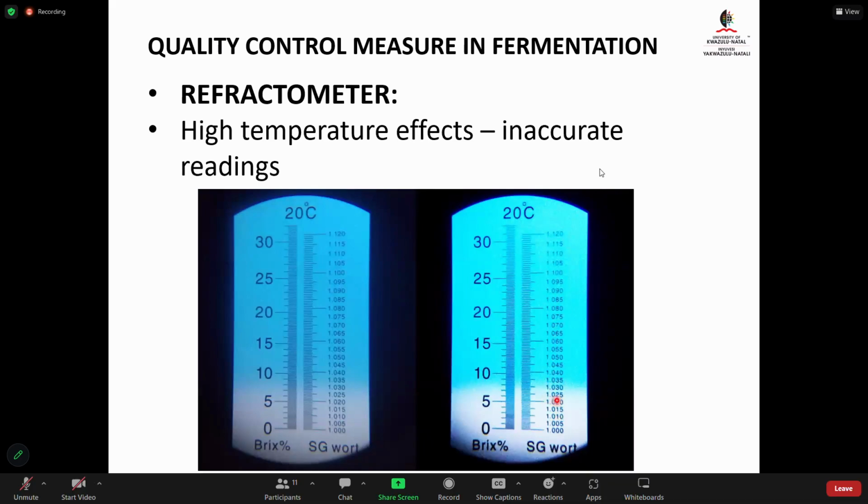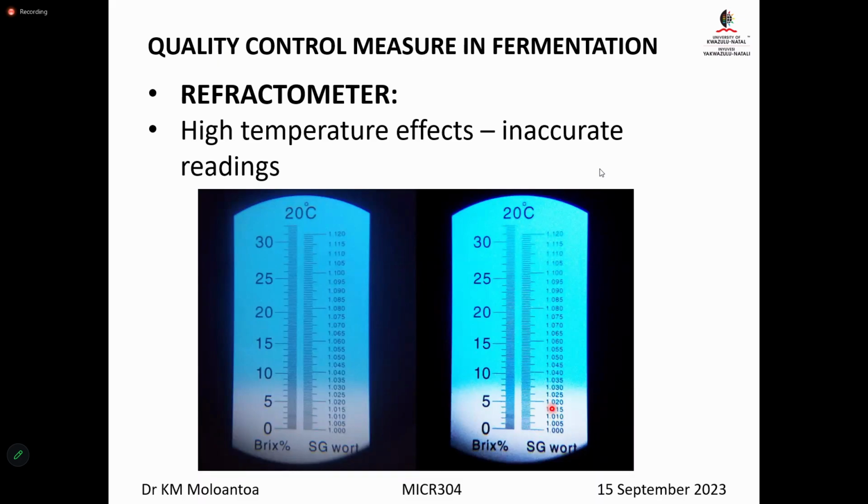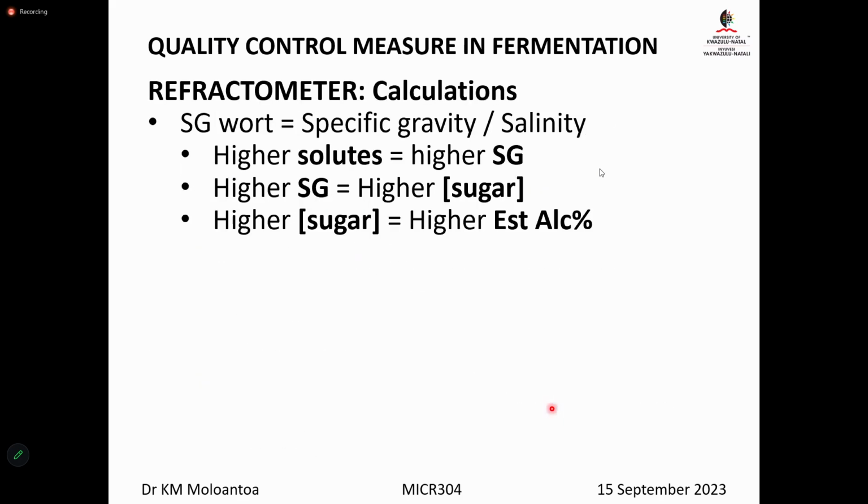However, if this goes down, it shows that your sugar concentration has gone down, hence the viscosity or the gravity of your liquid has decreased. And that is also a great indication that your yeast has utilized the carbohydrates that you had initially, right? So the higher solids will give you higher SG. And the higher SG means you've got high sugar concentration. And the high sugar concentration also gives you a higher estimate of alcohol.